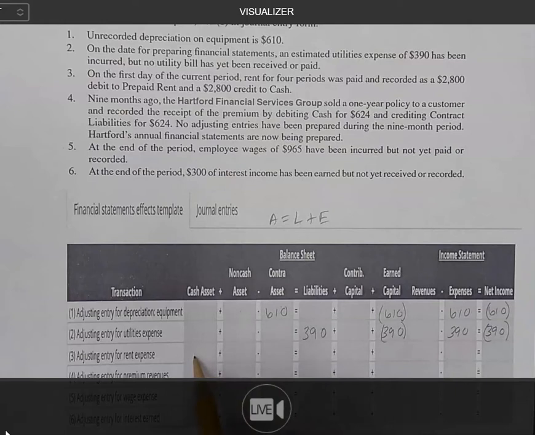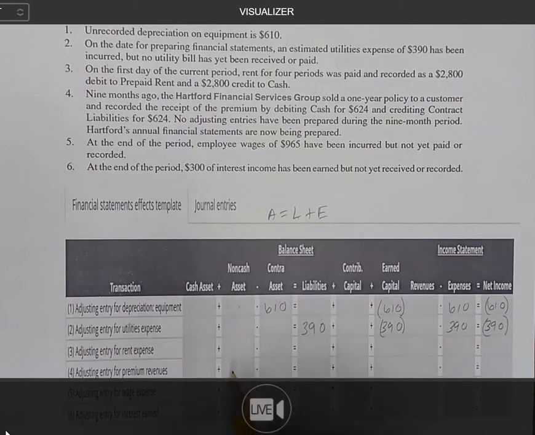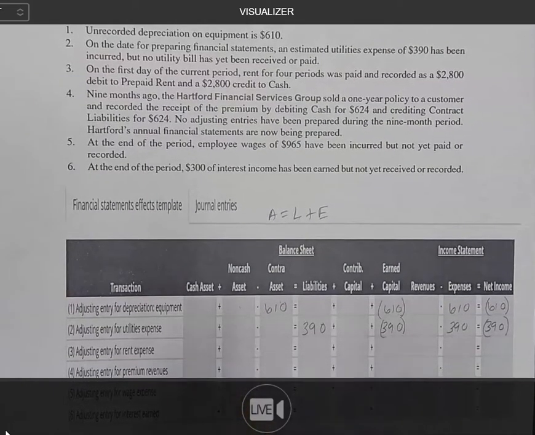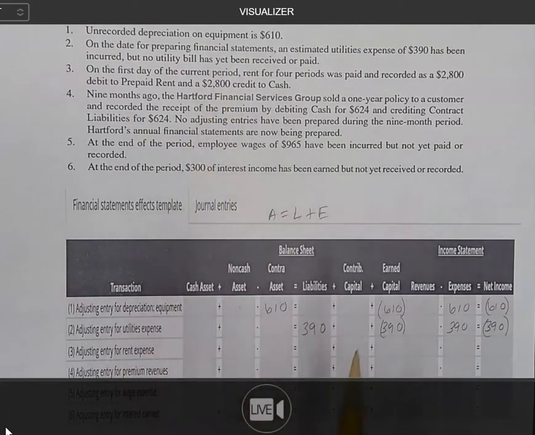We don't have to do anything with cash. That was already done in the past, right? It has already occurred. However, what we do want to recognize here is that we have the reduction of prepaid rent right here for 1 month.